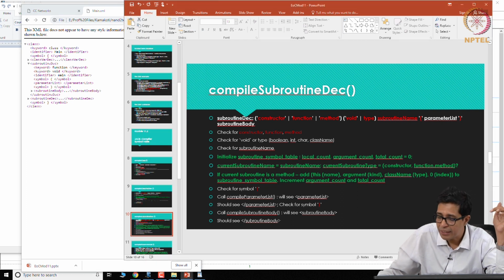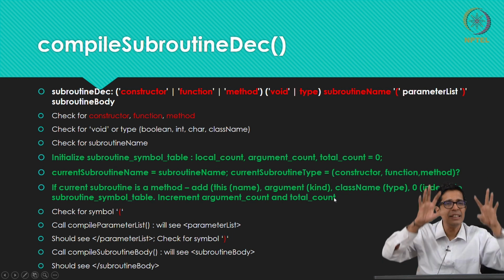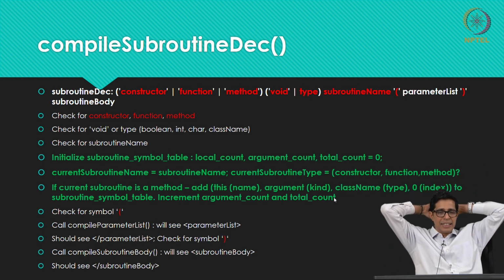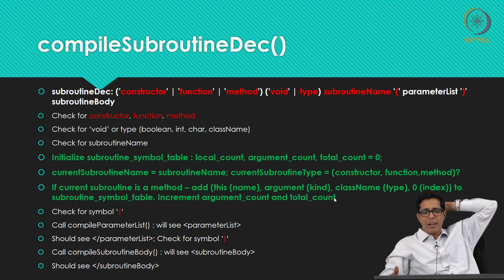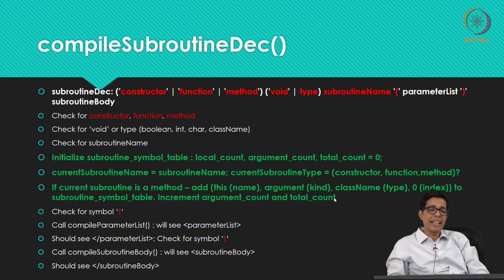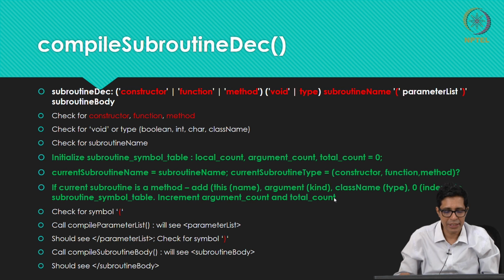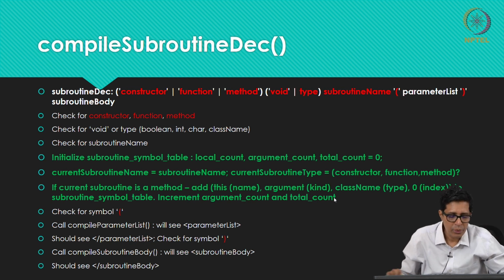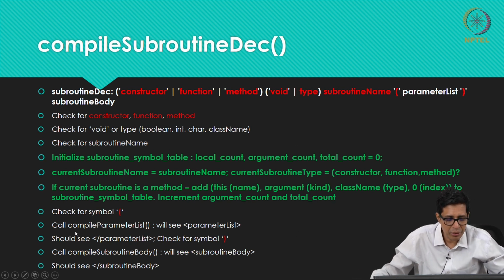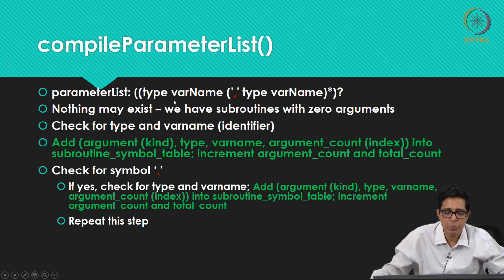So coming back here, so these three are the actions that compile subroutine dec has to take with respect to code generation, right. Now, so what will compile subroutine dec do? It will call compile parameter list, and then it will call compile subroutine body. So now we will go and see compile parameter list. What is compile parameter list? It will have type var name comma type var names, right. So this is a parameter list.